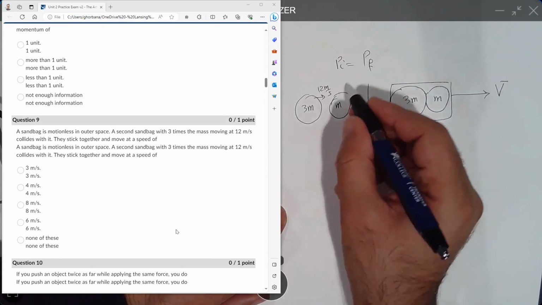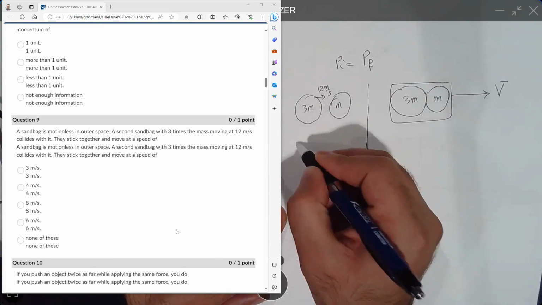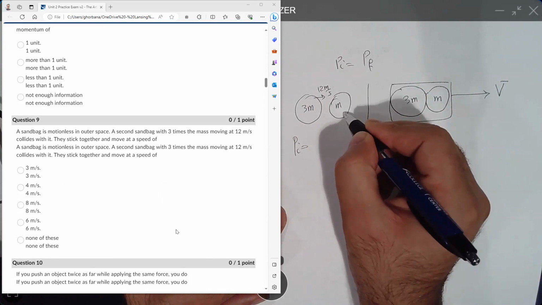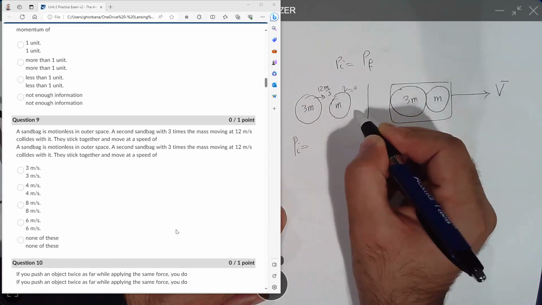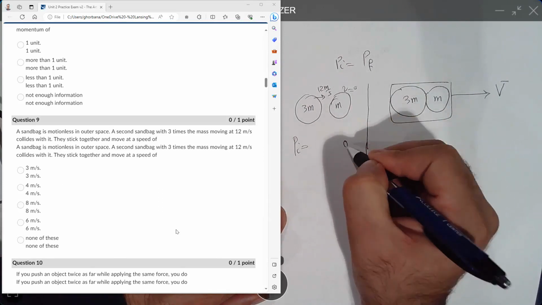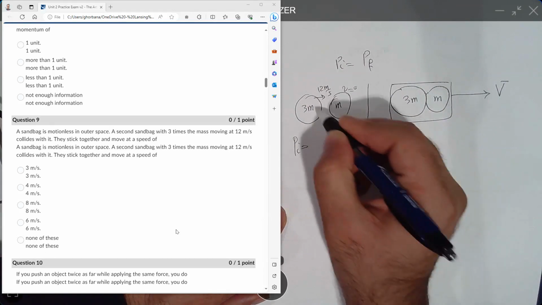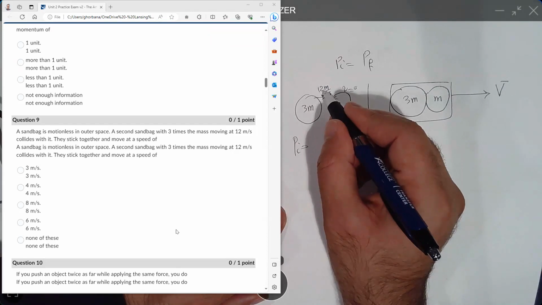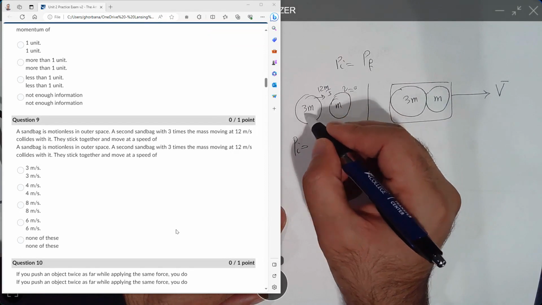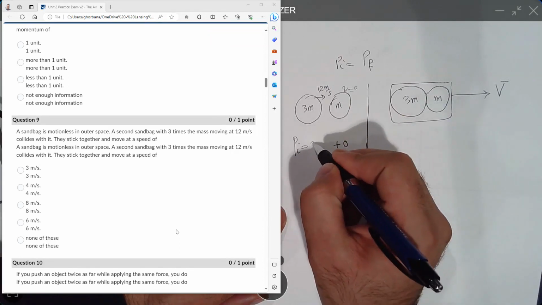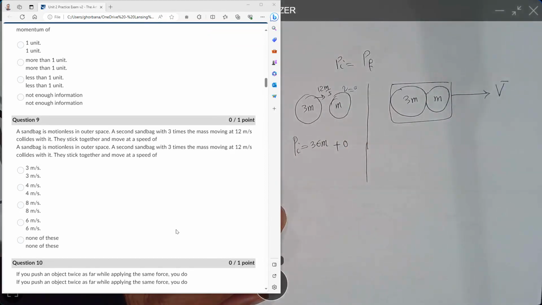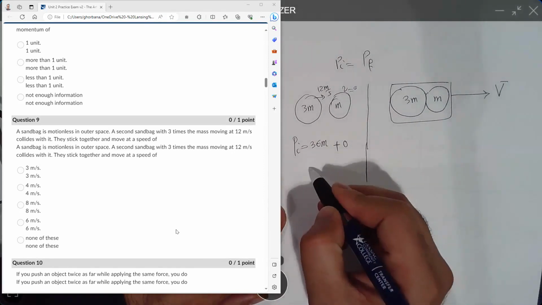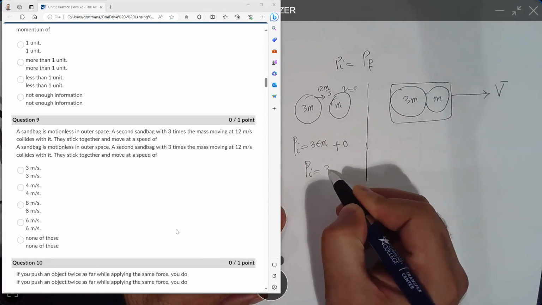So we need to calculate the PI first. What is the PI? This one doesn't have any momentum because the velocity is 0. 0 plus, this one has a momentum. How can we calculate the momentum? Mass times velocity. What is the mass? 3m. What is the velocity? 12. Mass times velocity is going to be 36m. So the initial momentum is going to be 36m.